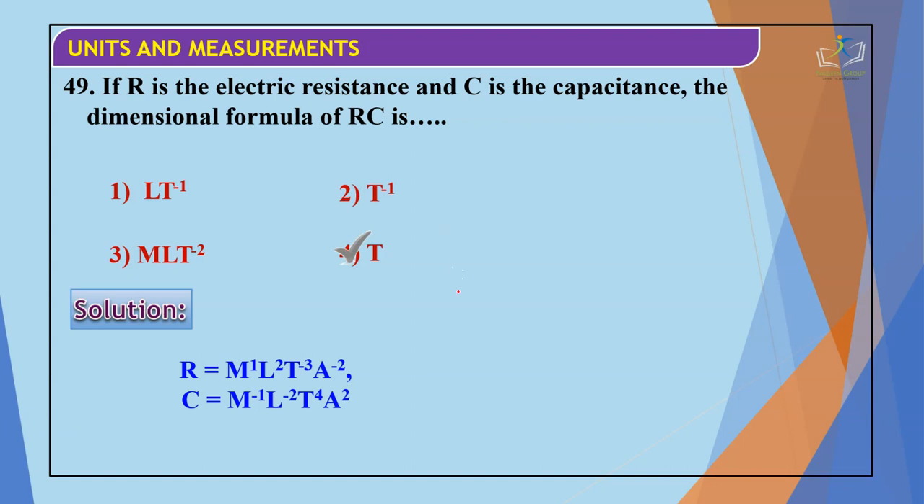I'm solving a little bit over there to show how this will become. So M becomes M plus 1 minus 1, L2 minus 2, T minus 3 plus 4, and A minus 2 plus 2. As you can see over there, M0, L0, T1 and A0 come out. So finally we can write it like this: it is T1, so T.